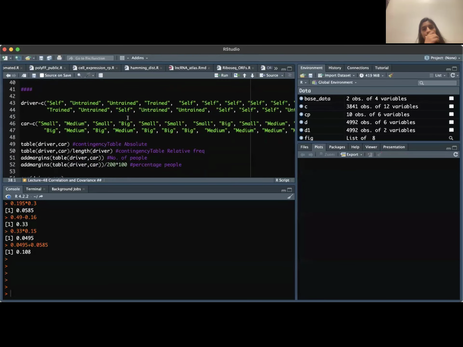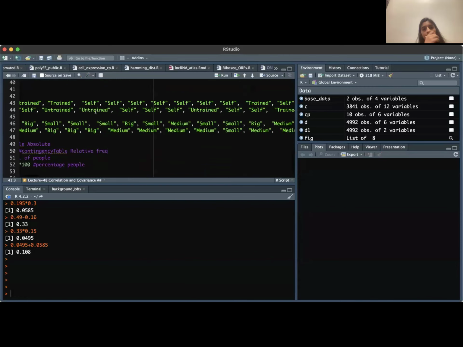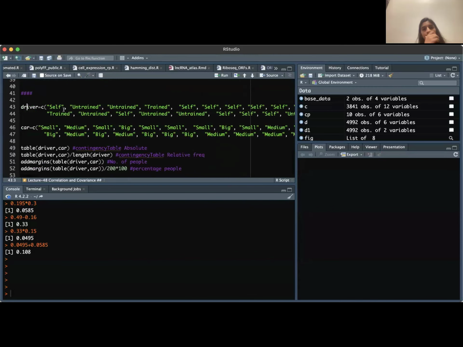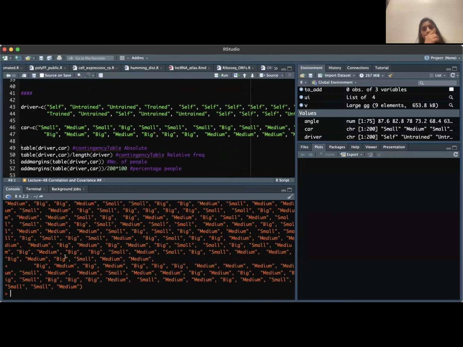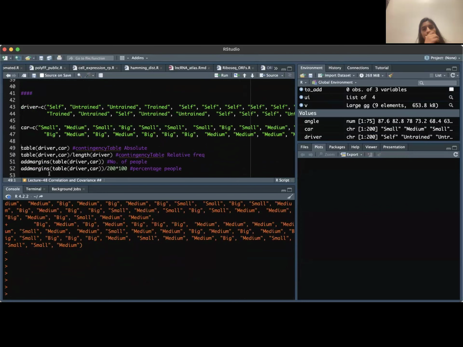So yeah, in your assignment problem, I've given two vectors, driver and car. It basically tells whether the driver is trained or untrained, or self-trained, trained by himself. And car, whether the car is big, medium, or small. So now you want to make a contingency table. These are two variables. So driver is X, car is Y, or either way.